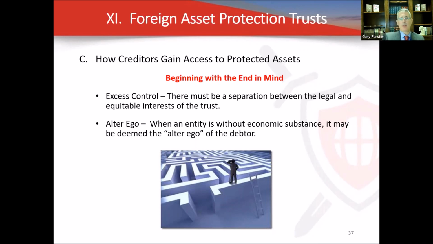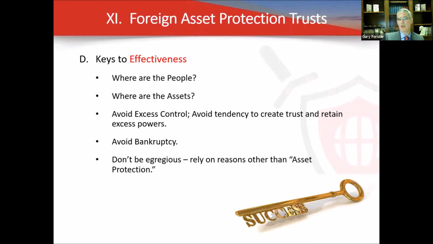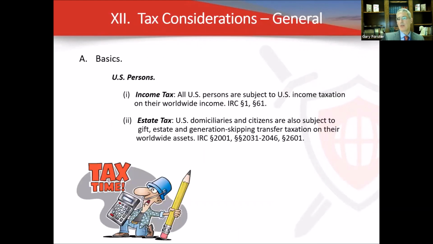And you can't allow the beneficiary, either with a trust situation, to just get to assets, or in an alter ego situation, an LLC, where you're just using the LLC to pay your home electric bill. These are just obvious basics you want to avoid. You want to create a link between the entity and the people. Avoid excess control. Avoid bankruptcy for sure. Don't be egregious. Some background on tax.